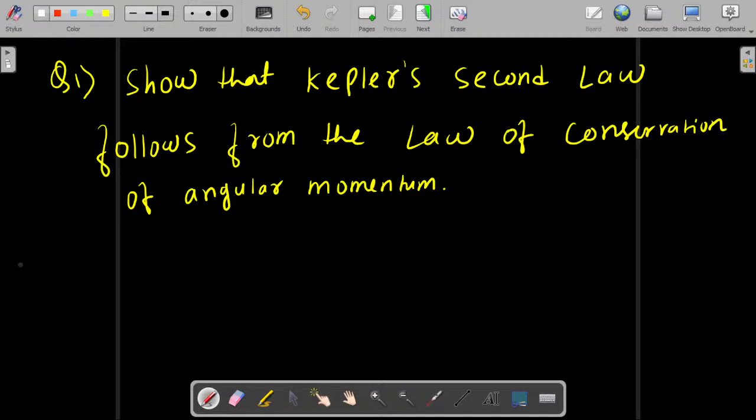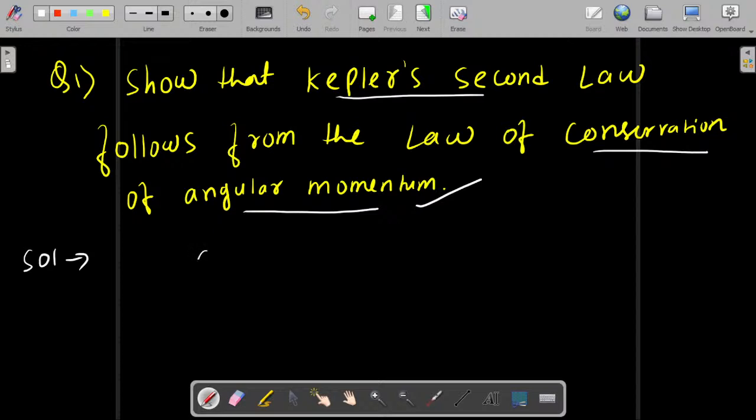We have to show that Kepler's second law follows the law of conservation of angular momentum. Means Kepler's second law follows the law of conservation of angular momentum. We have to show it. Write down.